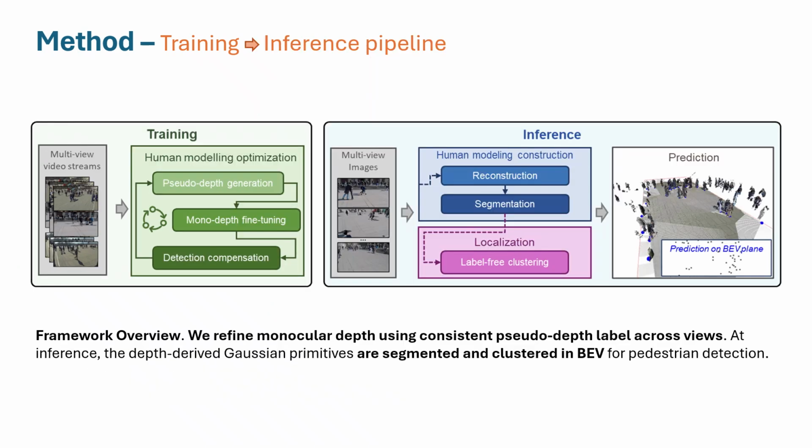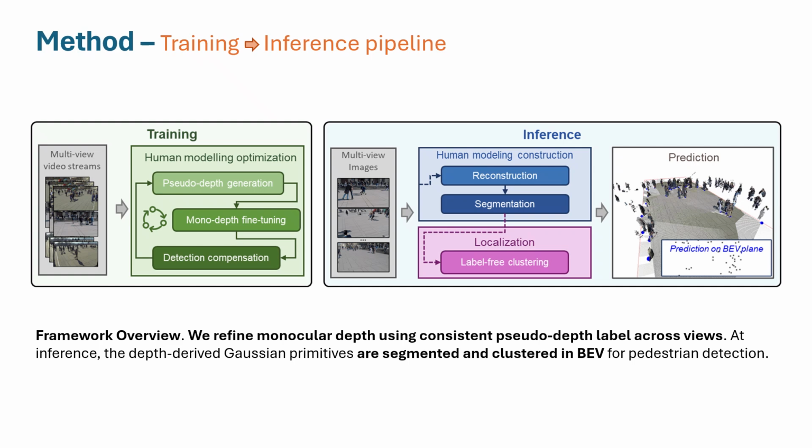In inference, the proposed pipeline consists of two main steps: human modeling and reconstruction, and localization. Firstly, we use the optimized mono-depth estimator to project depth onto a global point cloud and convert it to Gaussians, where the pixel RGB defines color, point position sets the means, and the camera parameters determine the rotation and scale.